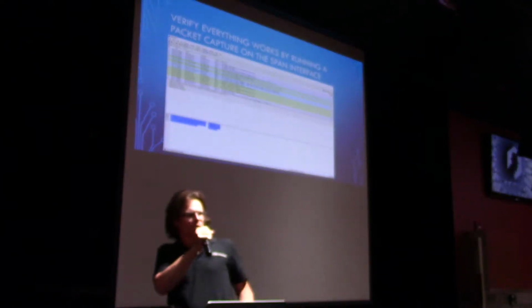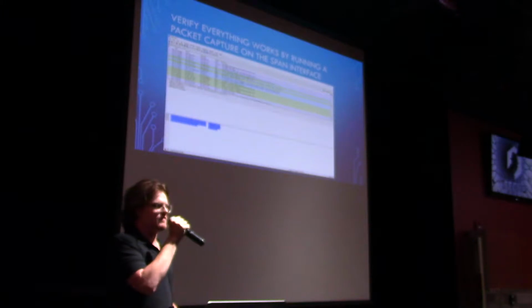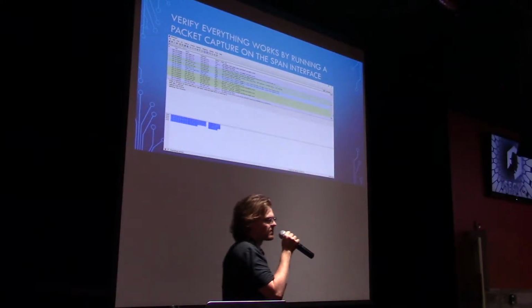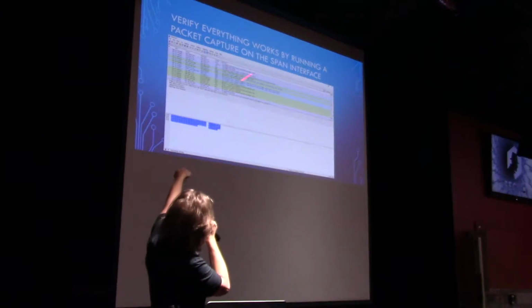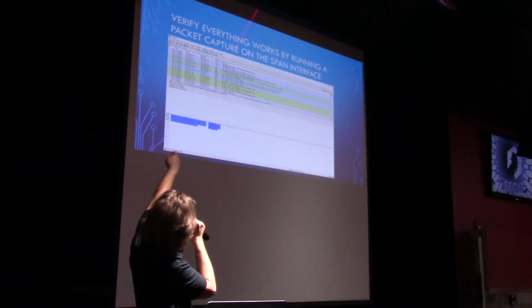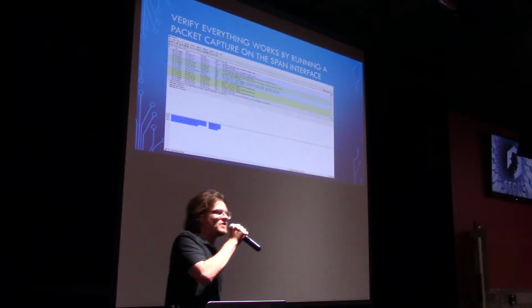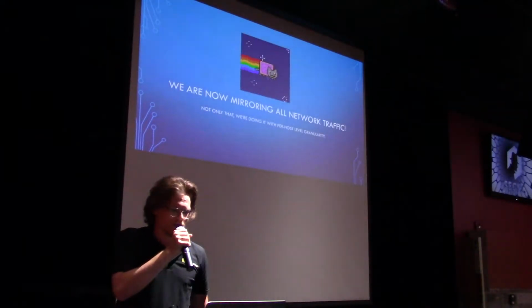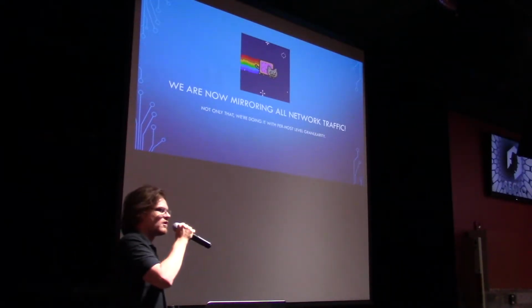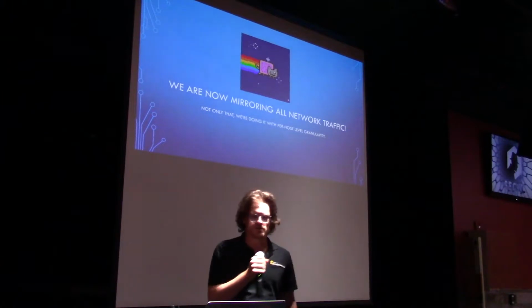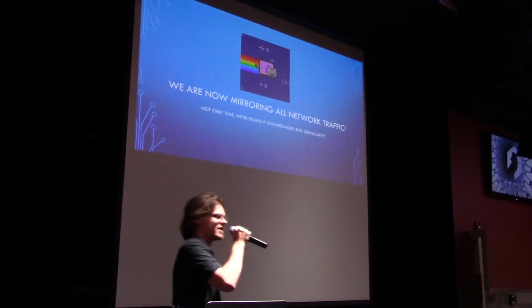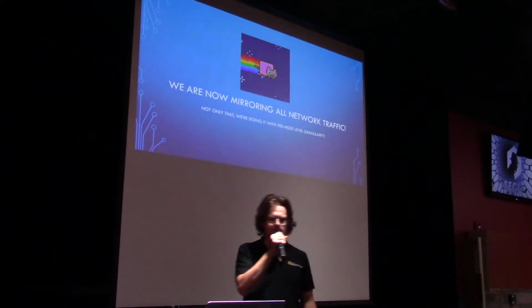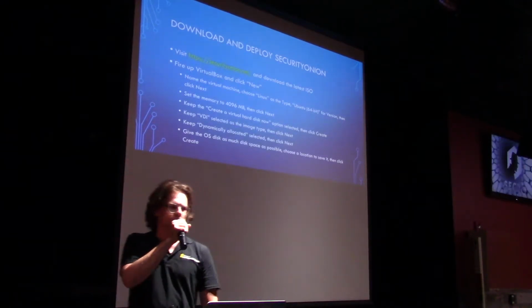And then at that point, when you have done all of these things, crack open Wireshark, start running a packet capture on that span interface, and we should see traffic. Look at that, I got TLS, I got HTTP, I got protocols coming out my ass. We are now mirroring all network traffic, and we're doing it with per host level granularity. Shit, yeah. Okay, so what do we got next?